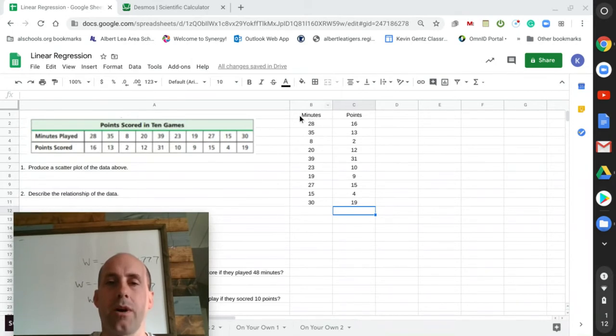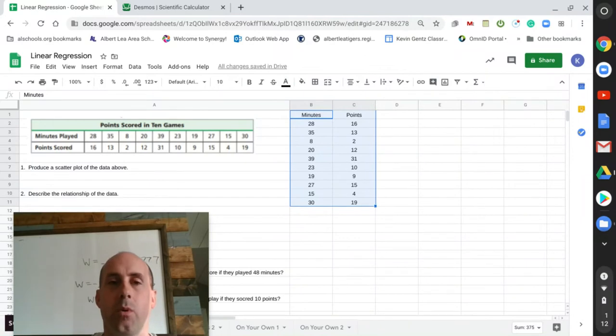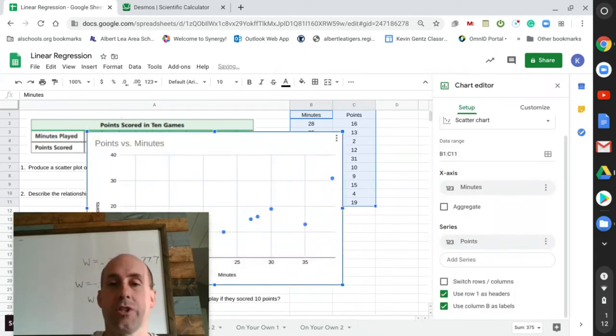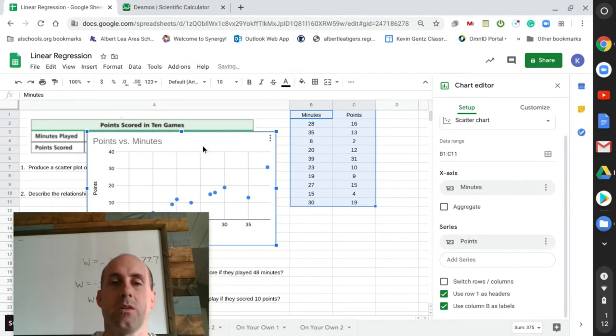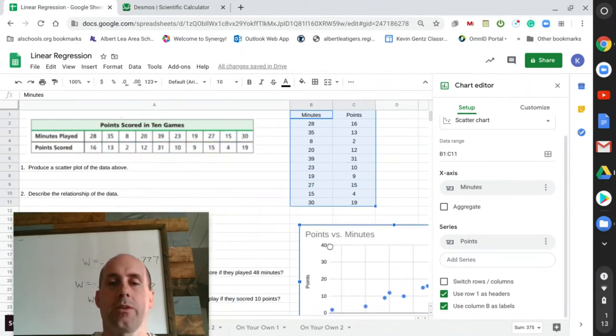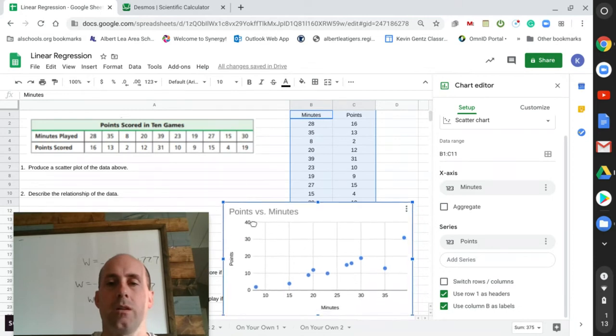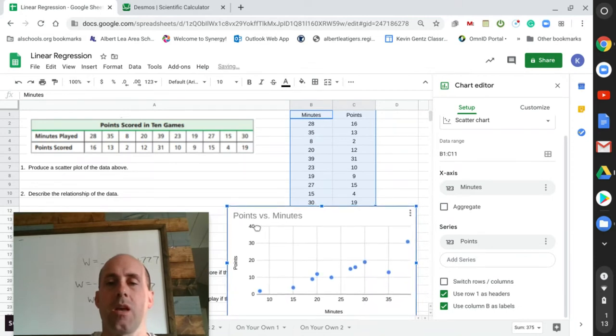As you produce a scatter plot, click the data. If you select the minutes and the points, it will put that on the graph as well. And we're going to insert a chart. And Google Sheets does a great job of selecting a scatter plot. That's what we wanted. Selected the scatter plot for us. I'm going to try to grab somewhere on the graph. I can drag it on over here.